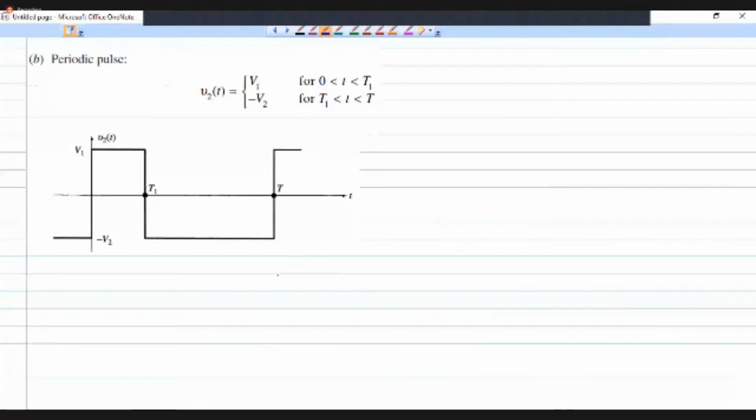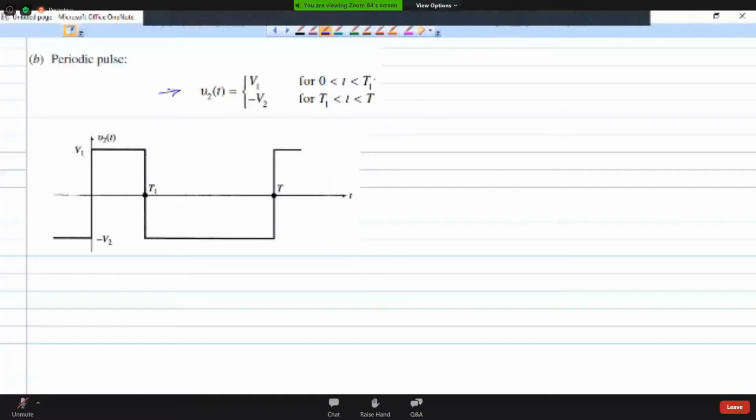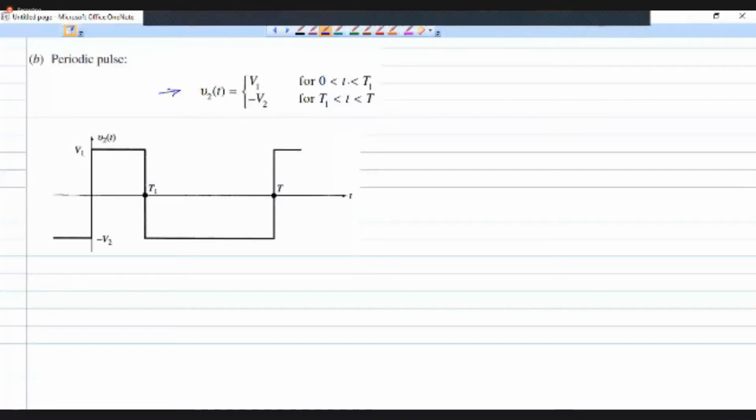Another kind of periodic waveform, which is very common and that we are going to use in our course, is called the periodic pulse waveform. It has the following shape. The function could be represented like this: v2 of t. It will have a value of plus v1 from time 0 to t1. For this time period 0 to t1, it will be a constant value of plus v1, and between t1 and capital T, that is the time period, it will have a particular value of minus v2.